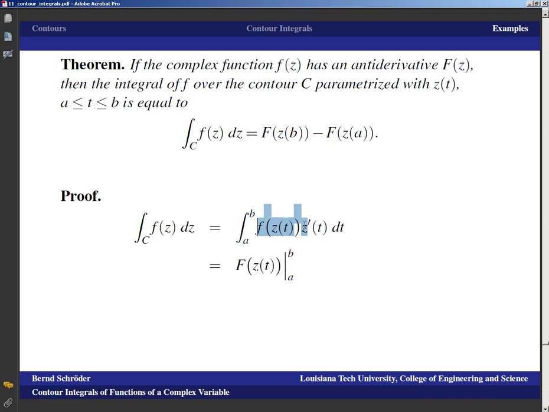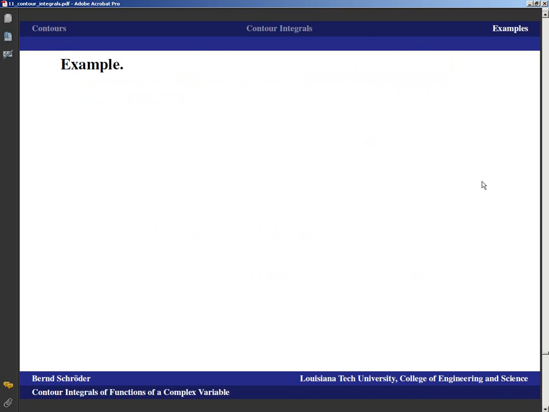We did prove in the preceding presentation that for integrals of complex valued functions over intervals, the fundamental theorem of calculus works out, and the antiderivative of f of z of t, z prime of t is capital F of z of t, in the bounds a and b, and that's of course F of z of b minus F of z of a, just as we claim here. So that one rests upon a theorem that we've already proved, and the argument is quite simple.